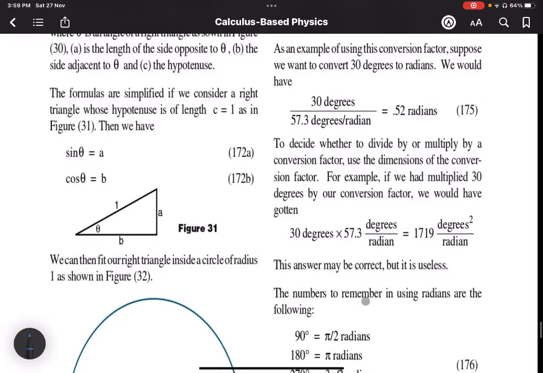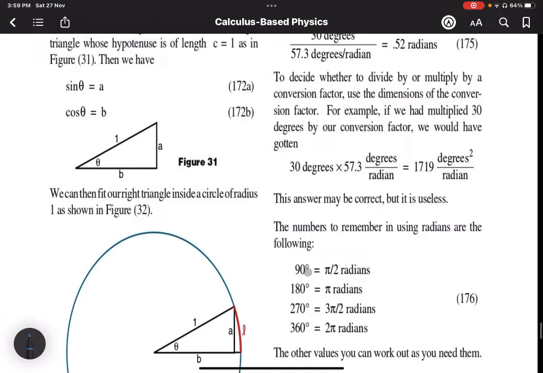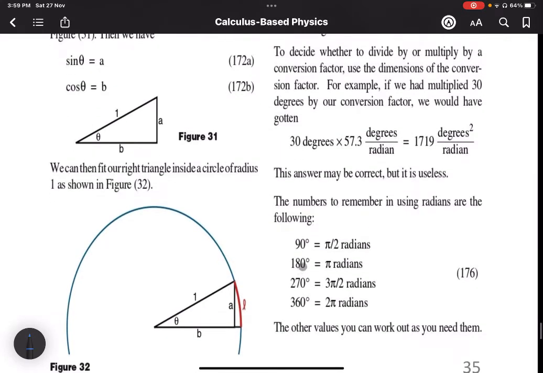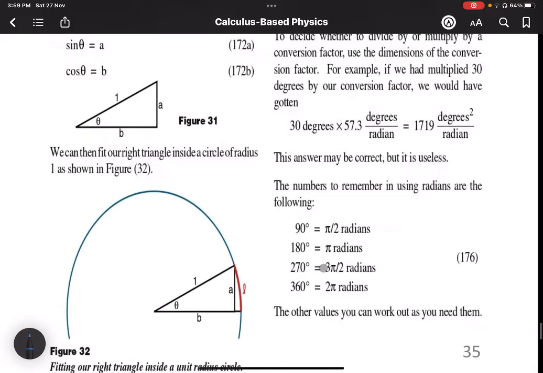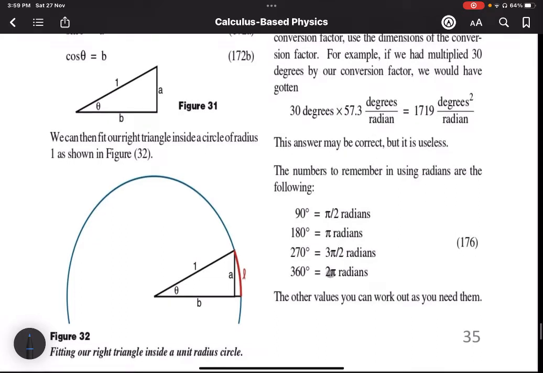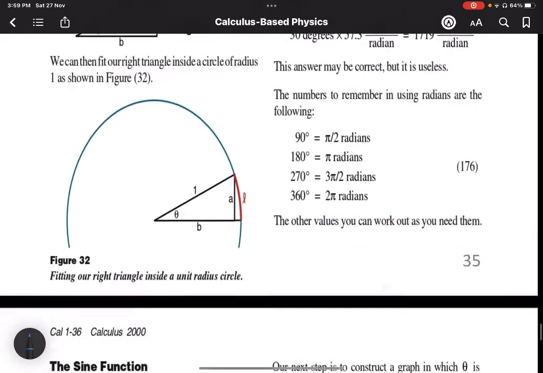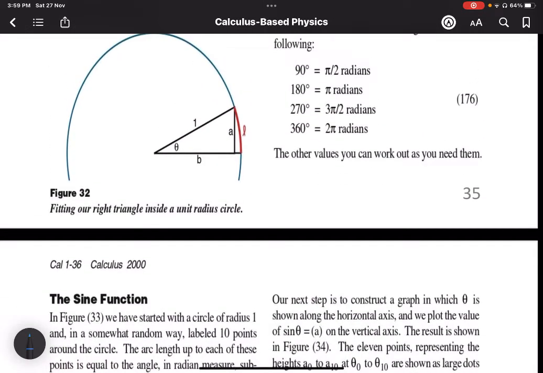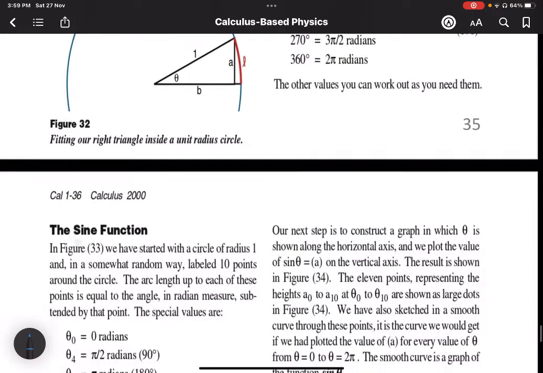The numbers to remember in using radians are the following. Ang 90 degrees is equivalent to pi over 2 radians. 180 degrees is pi radians. 270 degrees is equal to 3 pi over 2 radians. And 360 degrees is equal to 2 pi radians. The other values you can work out as you need them. Okay? So having discussed these values, we go now with the sine function.